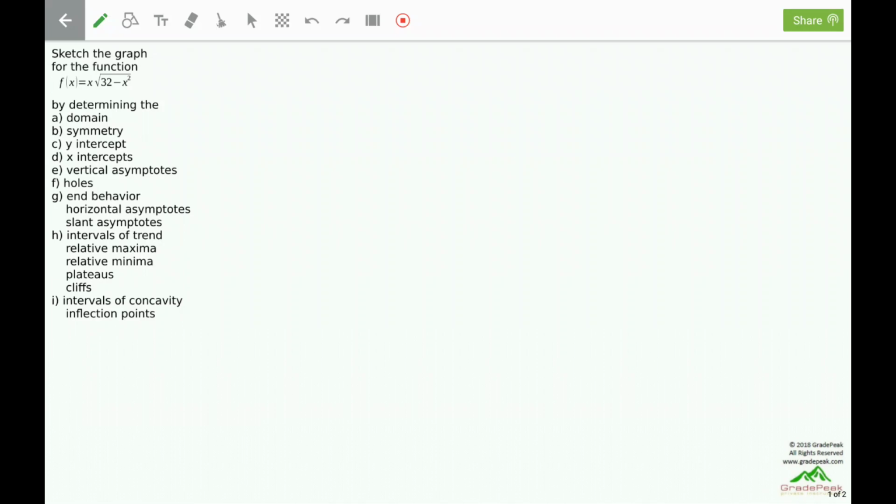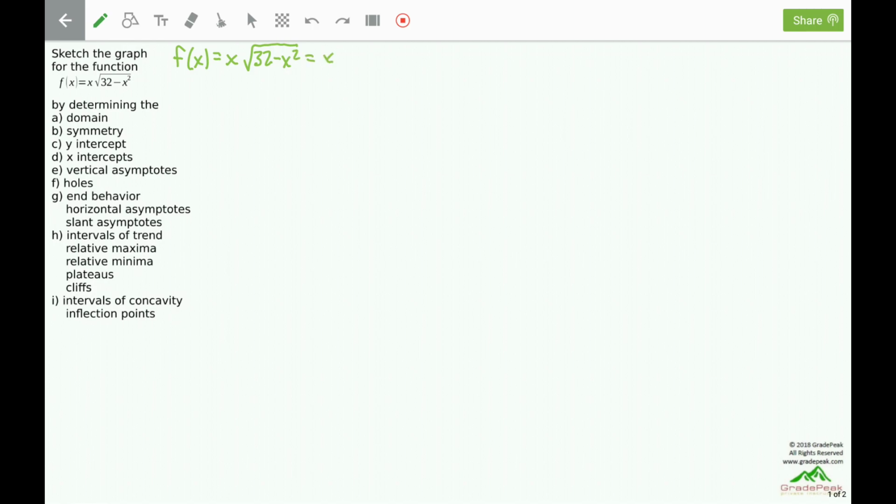Sketch the graph of the function f of x equals x times the square root of 32 minus x squared by determining the parts a through I. F of x equals x, a polynomial term, the domain will be all real numbers, times the square root, an even root, of 32 minus x squared.